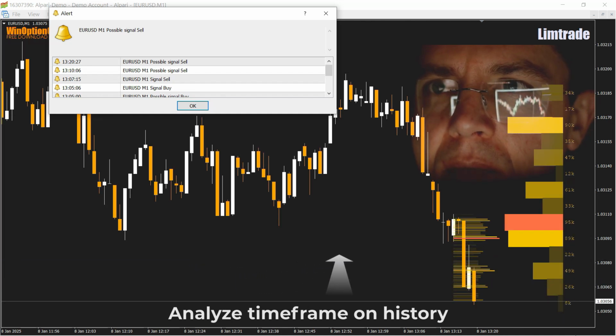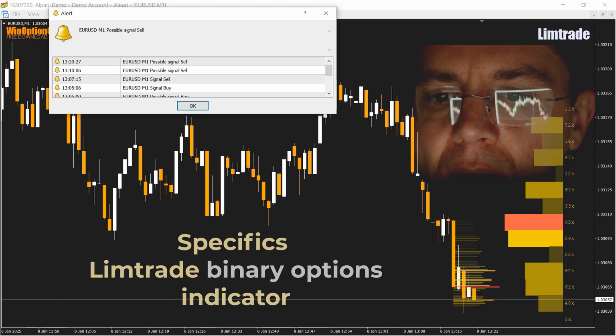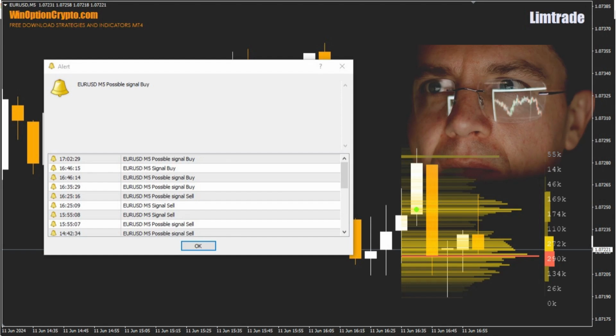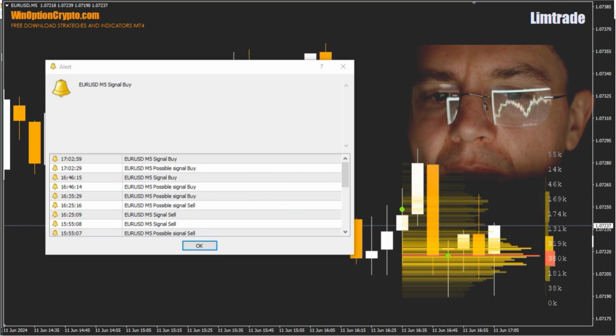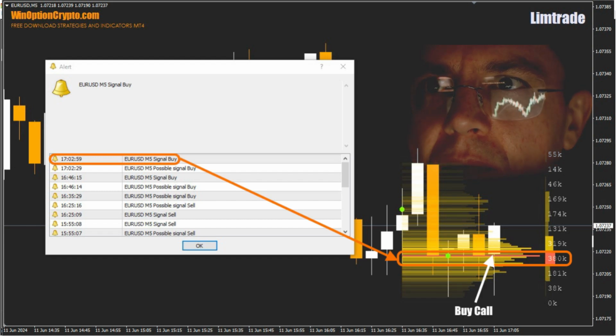And now, a little bit of the specifics of using the Limtrade indicator for binary options. When the price approaches a strong volume level, for example, a support line, Limtrade sends a warning, notifying the trader about a potential deal. And if the candle on which the warning occurred closed above the level, a new message is received with a signal to open a position, in this case to buy a call option.